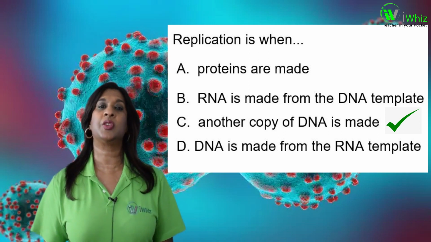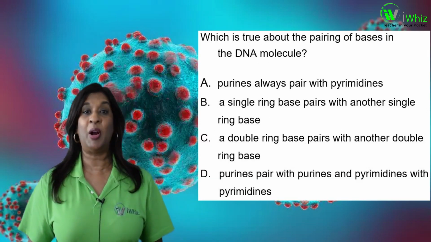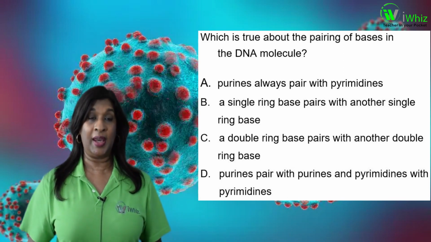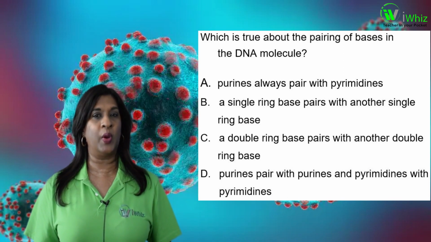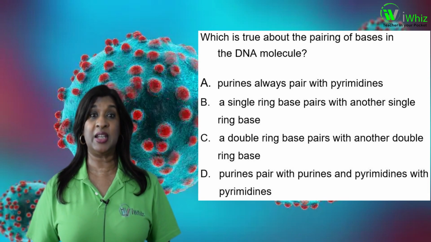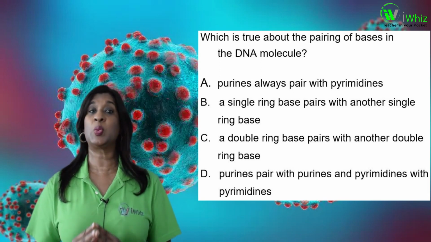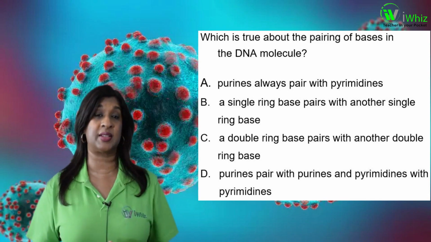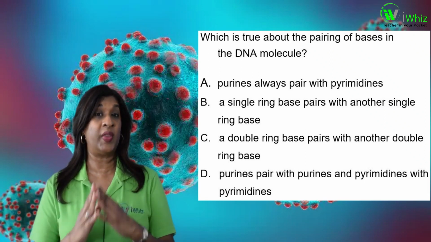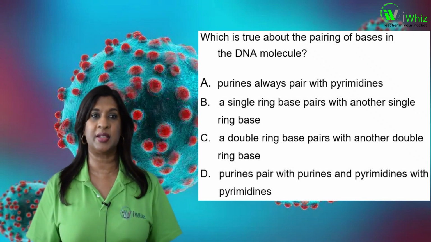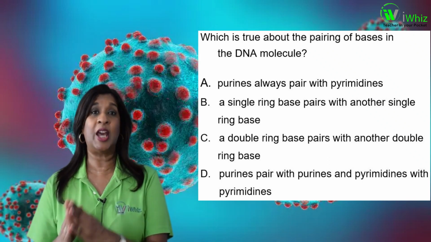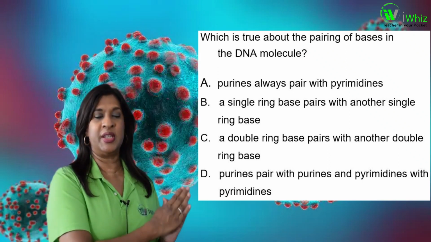Right, our next question. Which is true about the pairing of bases in the DNA molecule? A, purines always pair with pyrimidines. B, a single ring base pairs with another single ring base. The next one, a double ring base pairs with another double ring base. And D, purines pair with purines and pyrimidines pair with pyrimidines.